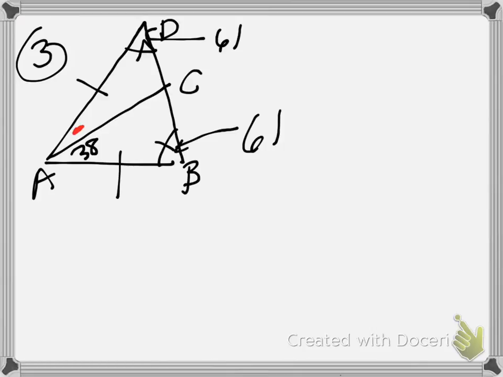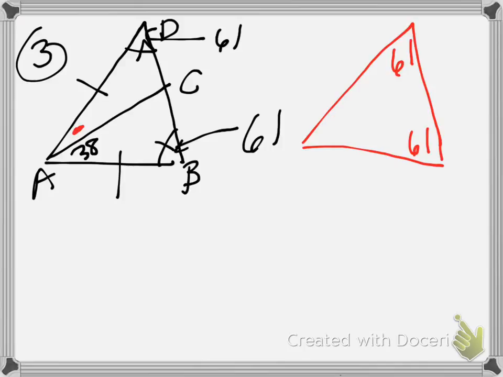So if you just look at the triangle without all this other nonsense, we have this. This is 61, this is 61. So 61 and 61 is 122.